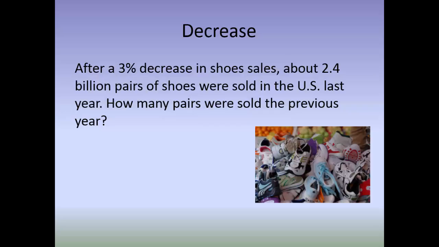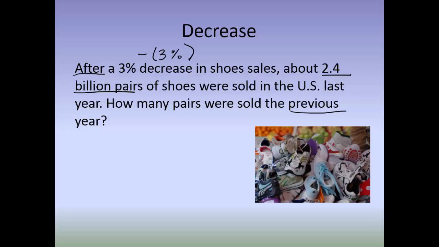Okay, after a 3% decrease in shoe sales, about 2.4 billion pairs of shoes were sold in the United States last year. How many pairs were sold the previous year? Okay, here's a really important word right here, after. So after the decrease, this is how many shoe sales occurred. That means this is not the original amount, this is the final amount, and the original amount is what we are looking for. So that is missing.